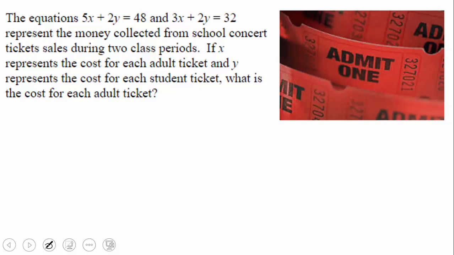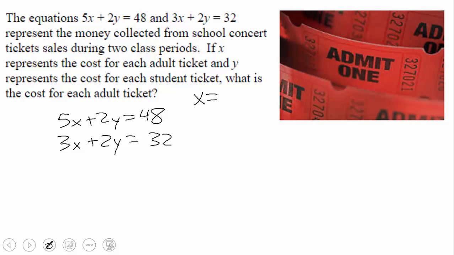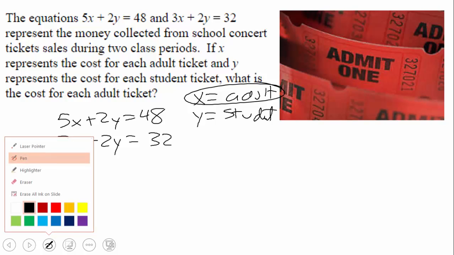Well, hey, this is awful nice. They already gave us the equations. So we have 5x plus 2y equals 48. We have 3x plus 2y equals 32. We know x is the adult and y is the student. We only need the adult. That's good. So let's solve for y. Makes no difference which equation we do it for. So I'm going to pick the second one.